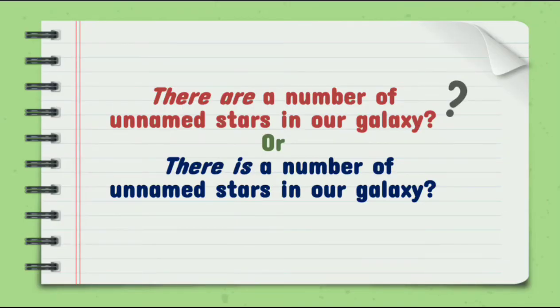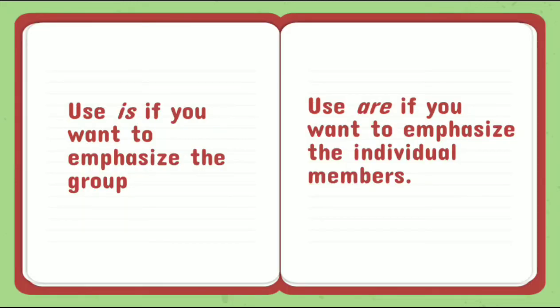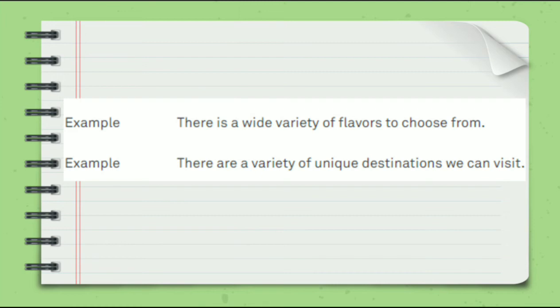Well, let me tell you that both are right, but it depends on what you want to emphasize to choose the correct one. For example, use there is if you want to emphasize the group, and use there are if you want to emphasize the individual members. Here we have two examples. Both are correct, but it depends on what the writer wanted to emphasize. The first one is, there is a wide variety of flavors to choose from. And the other one is, there are a variety of unique destinations we can visit.